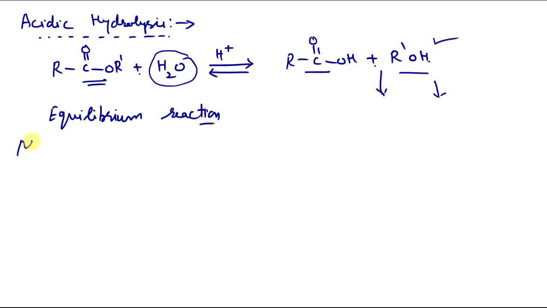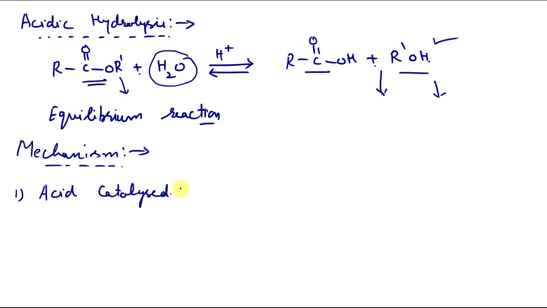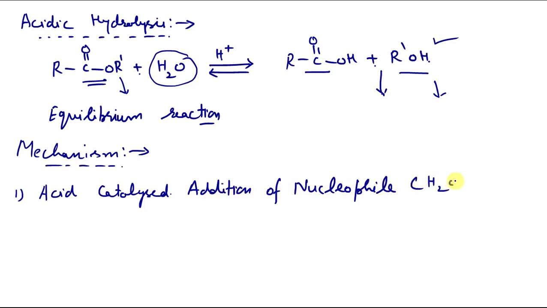Now let us discuss its mechanism, and we will also see how the acid catalyst helps esters to undergo this nucleophilic substitution reaction more easily. The first step in this is acid catalyzed addition of nucleophile. As we know, this substitution is composed of two parts, addition and elimination, and both of these two steps are catalyzed by acids. This is acid catalyzed addition of nucleophile, and the nucleophile today is water.